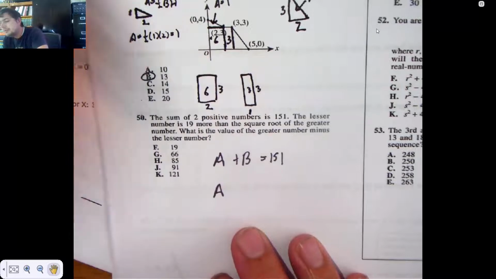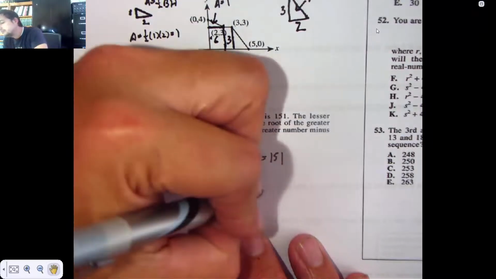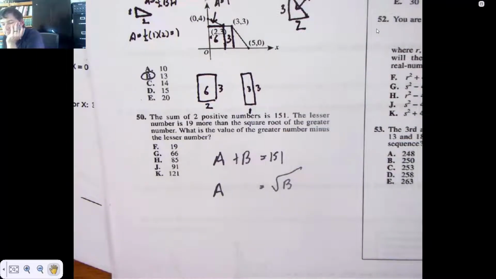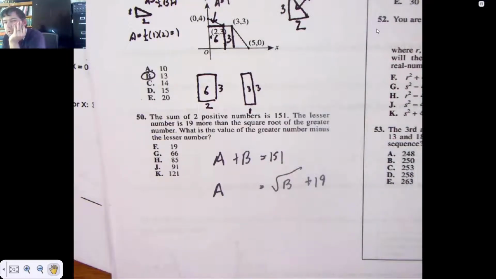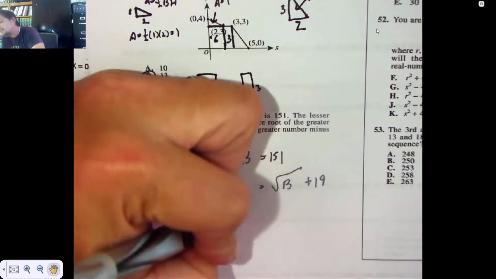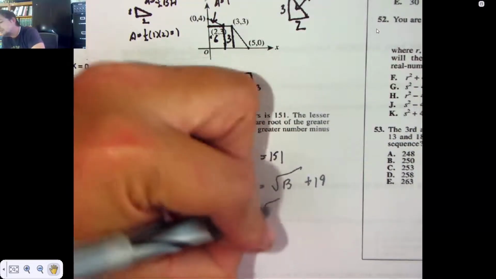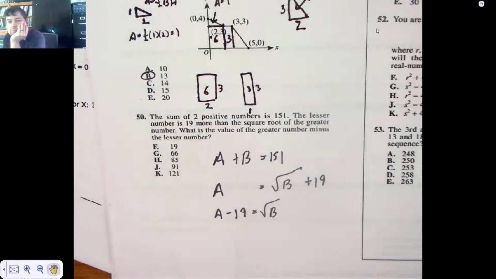So I'm going to let A be the lesser number. It is 19 more than the square root of the greater number. Which one do I need to add 19 to? For equality, I would have to add 19 over here, or I'd have to take away 19 from A. So A minus 19 is the square root of B. Hopefully you understood that. What is the value of the greater number minus the lesser number?